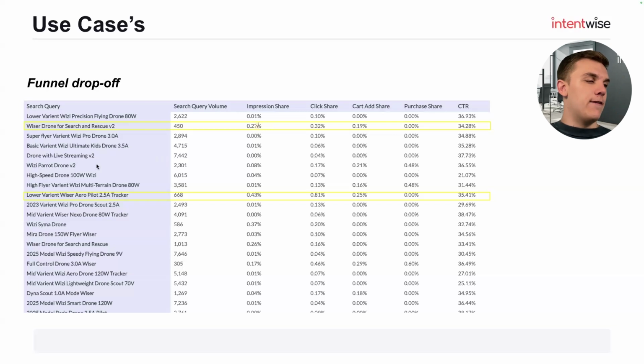If we saw the inverse, and we saw that, hey, let's look at this one, right? The inverse Wizzy Parrot Drone V2, right? I got a decent search volume. My impression share is 0.08%. My click share is 0.17%. Add to cart share is 0.21%. And purchase share is 0.48%.